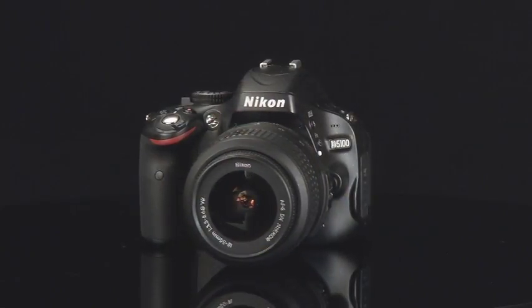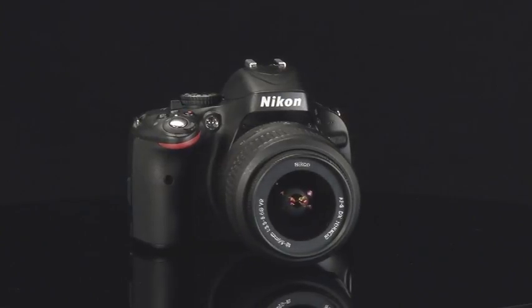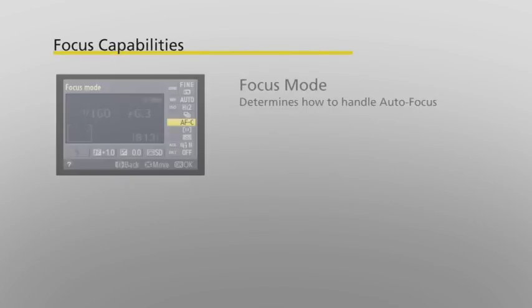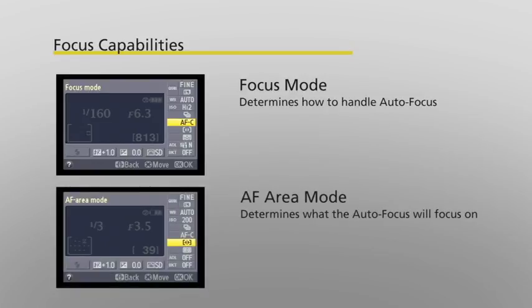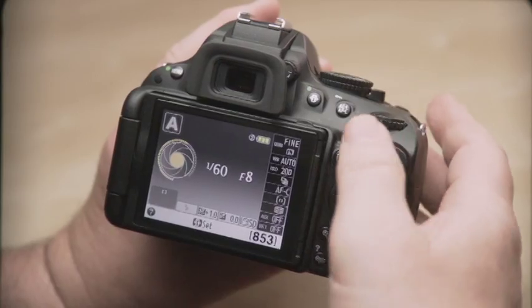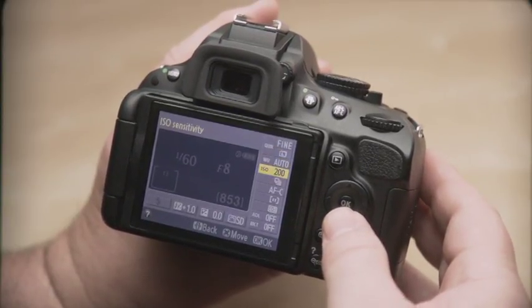Now let's talk about the remarkable focusing capabilities of your D5100. In general, there are 2 aspects of focus: focus mode, which determines how your camera will handle the autofocus functions, and AF area mode, which determines what the camera will focus on within the frame. When you're using the viewfinder, you have a number of focus mode options. To choose one, press the I button, select focus mode, and press OK.